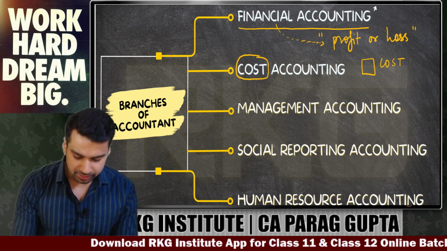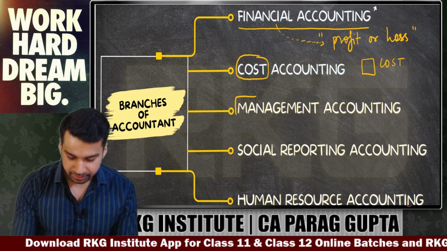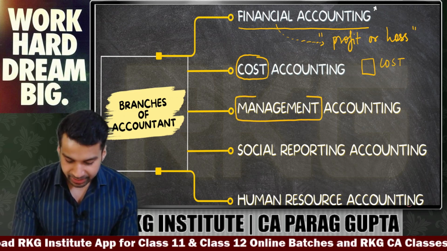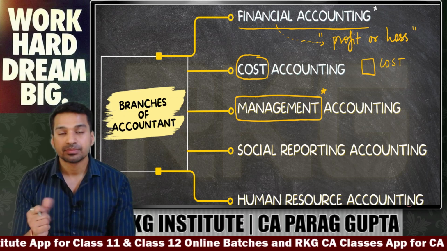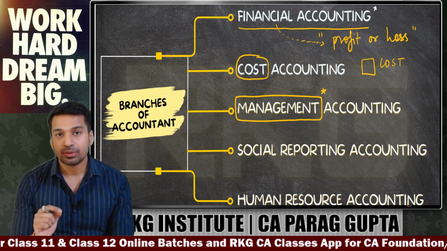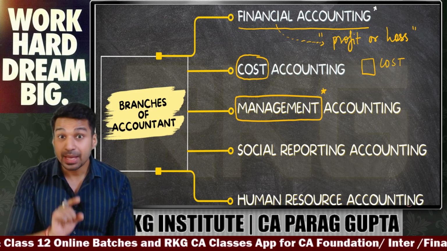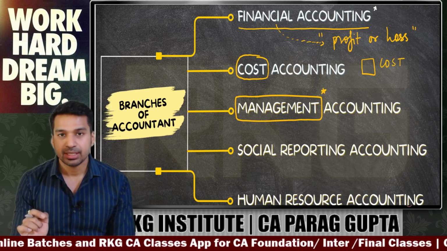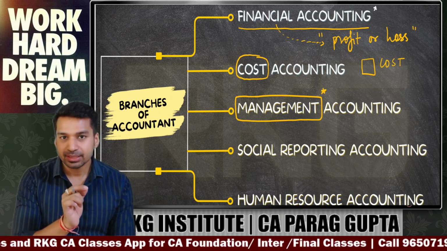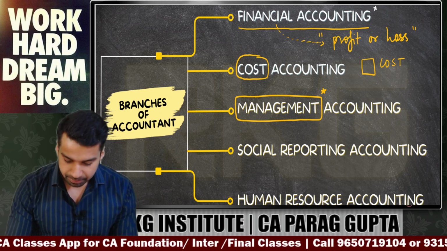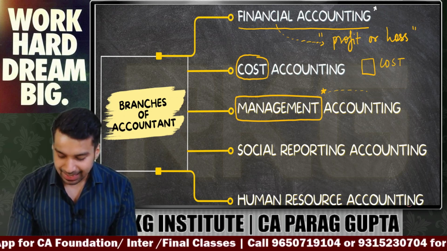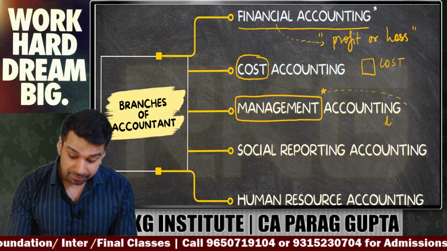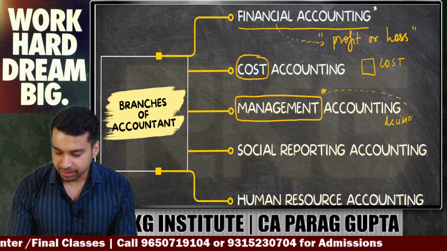The third branch of accounting is management accounting. Now remember one of the advantages of accounting, come on. One of the advantages of accounting was it helps the management in decision making. Now the keyword management is used here. So management accounting is basically that accounting which helps the management in decision making.